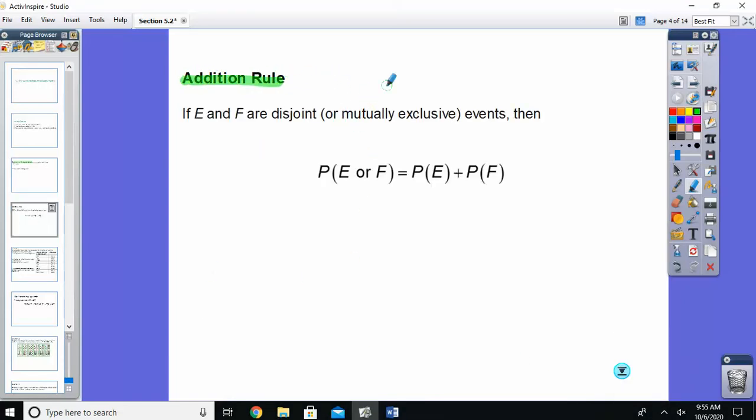So this is our addition rule for disjoint events. Maybe write down addition rule, disjoint events, and then put your formula. The probability of E or F happening is the probability of E plus the probability of F. In other words, if they can't both happen at the same time, to find the probability that one of them did occur, you just add their individual probabilities together.